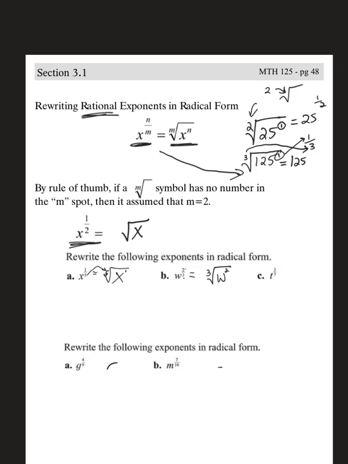For c, you should have had the 7th root of t cubed. For g, you should have the 9th root of g to the 4th. And for b, you should have the 10th root of m to the 7th.